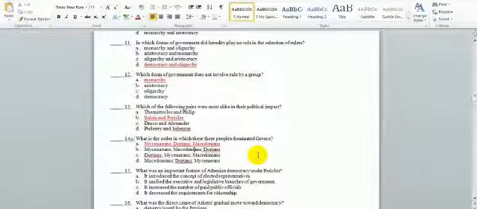Number 15. What was an important feature of Athenian democracy under Pericles? A. It introduced the concept of elected representatives. B. It unified the executive and legislative branches of government. C. It increased the number of paid public officials. D. It decreased the requirement of citizenship. Guys, Pericles really tried as much as possible to increase the number of paid public officials. So the right answer is C.